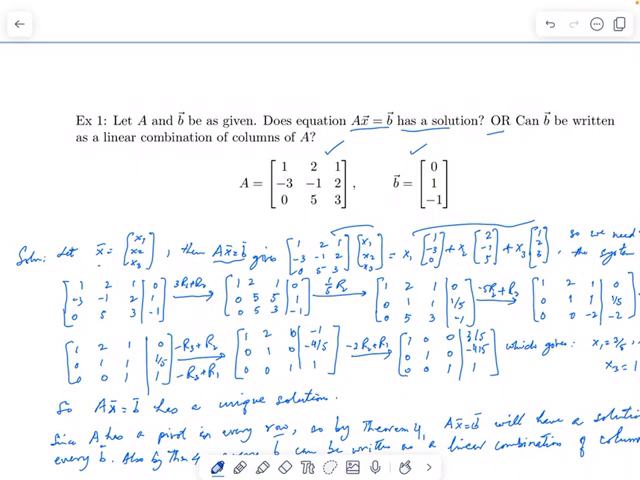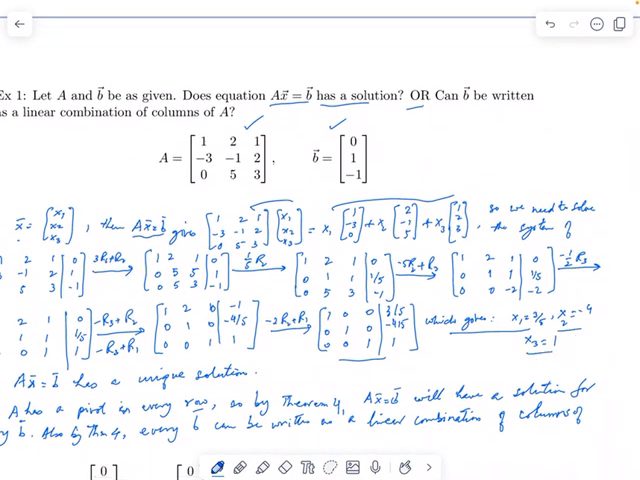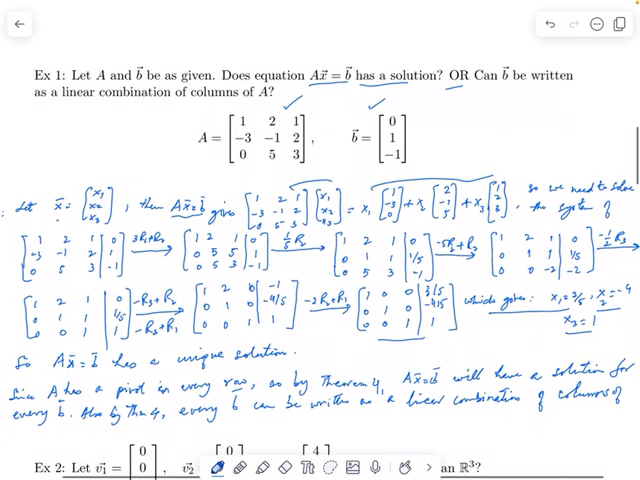So we want to find x1, x2, x3 such that B can be written as the linear combination of columns of A. So we take the augmented matrix, apply the row operations. That's what I did here, and in the end I came up with this matrix in the reduced row echelon form, which gives us the values for x1, x2 and x3, which means this one has a solution. So Ax is equal to B has a unique solution.